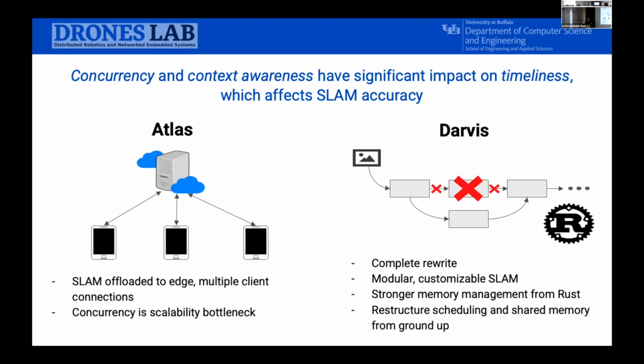The second system that we are building is Darvis, which is a complete rewrite of a SLAM system that is modular and customizable. So rather than just running the pipeline as it is, I can plug in different parts of the individual pipeline to create a custom pipeline to experiment with. We're also writing this in Rust, and hopefully that will give us stronger memory management. And in this project, we are planning on restructuring both the scheduling and the shared memory management completely from the ground up.